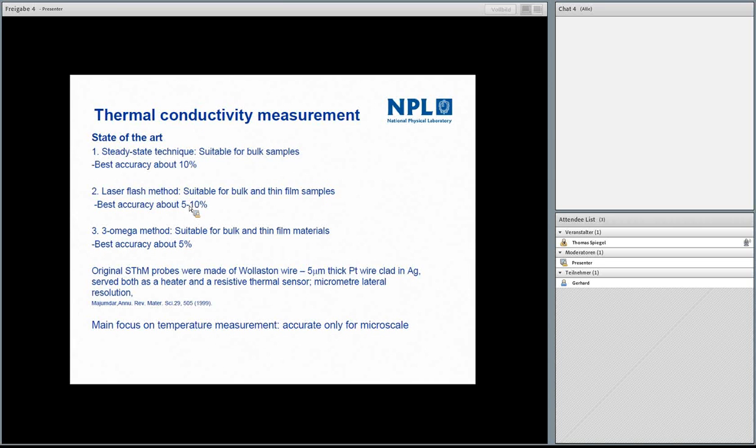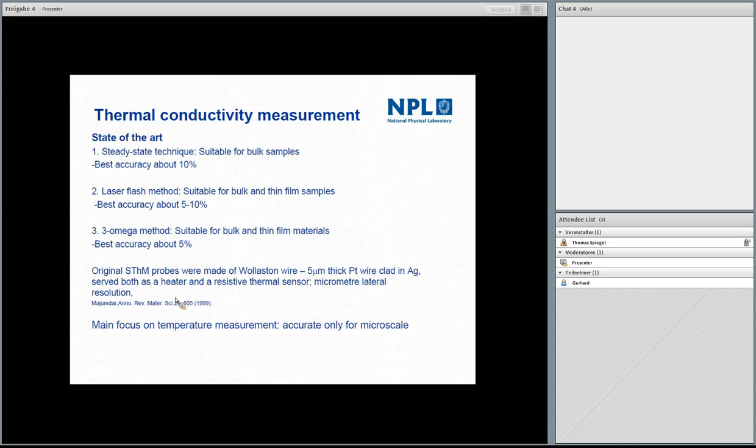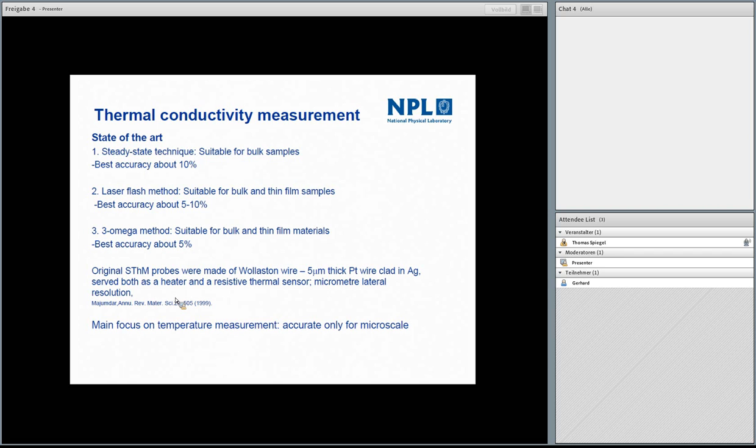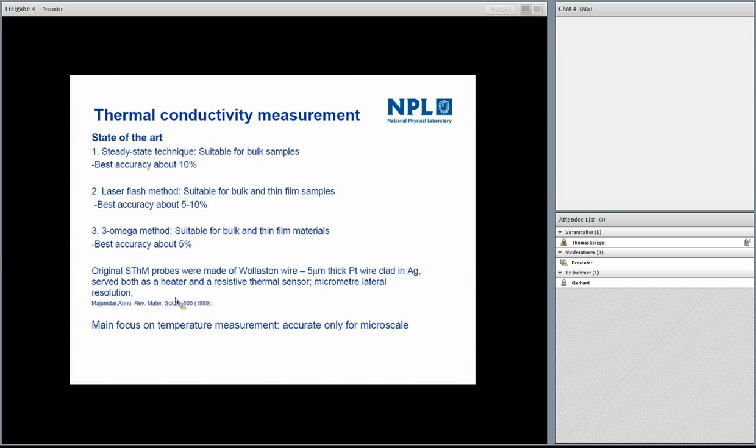In terms of nanoscale measurement, the original methods were using Wollaston wires, really simple wires like 5 micron thick platinum wires clad in silver, in contact with the samples, and you can measure temperature by using these sensors as resistive thermal sensors.